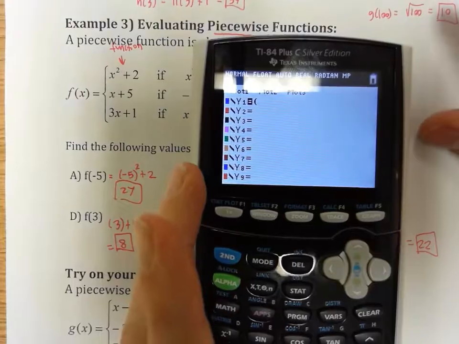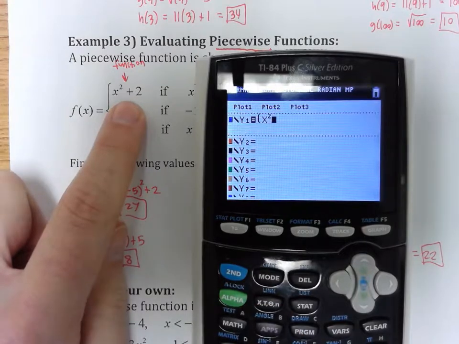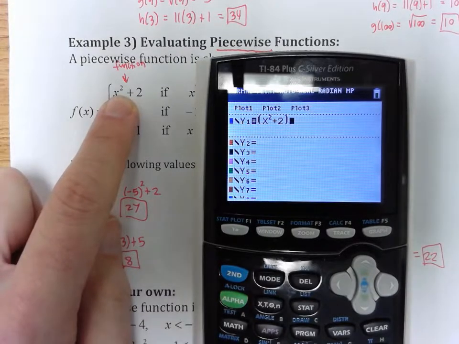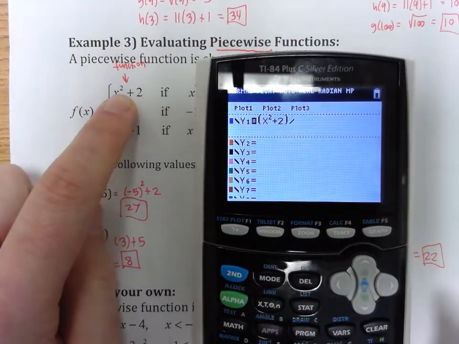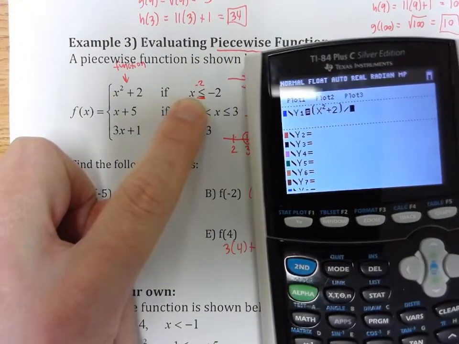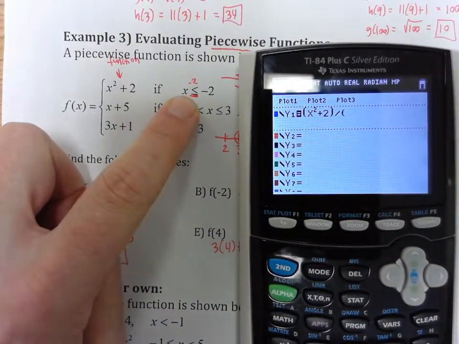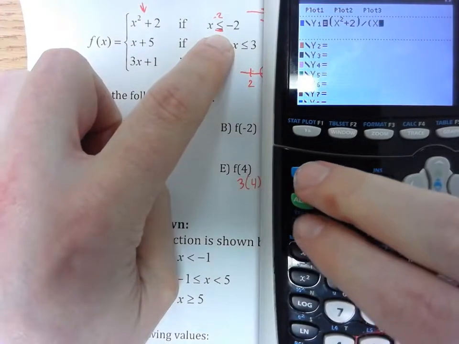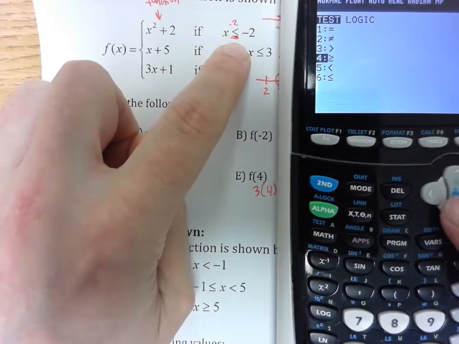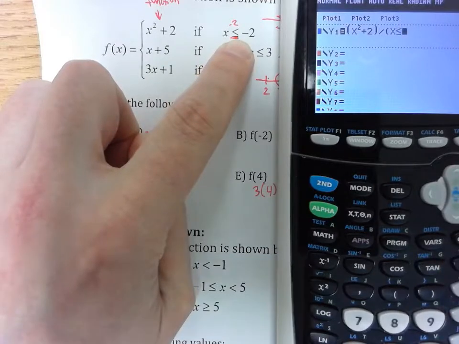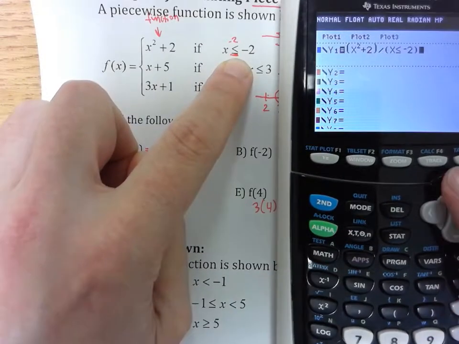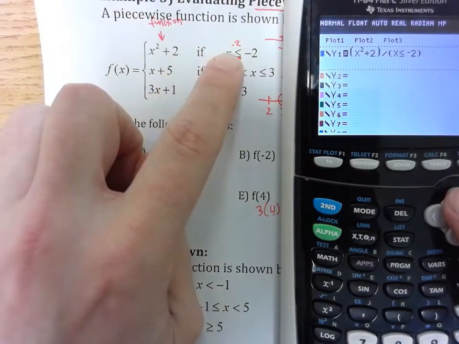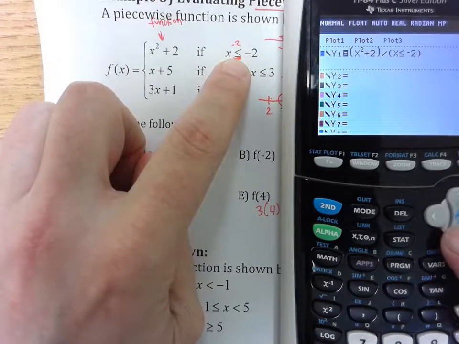You're going to go to your y1, and you're going to type in x squared plus 2 in parentheses. Press divided by. I don't know why, but that's just how we have to do it. Over here, you're going to do parentheses, x. How do we get a less than or equal to sign? We go to second math. We can go down here. We type in -2, close it up. So x squared plus 2 in parentheses, the if or comma, whatever that is, divided by parentheses, x is less than or equal to -2.